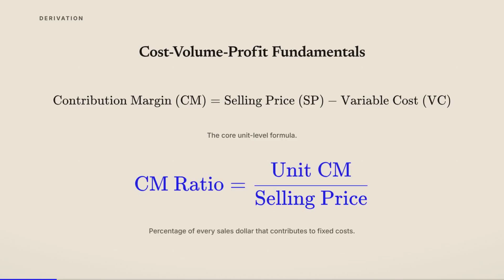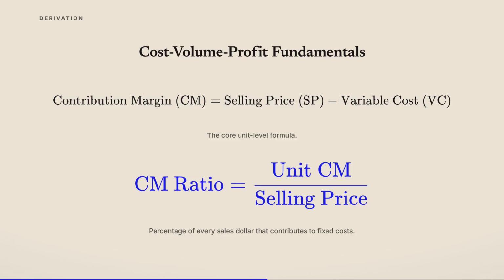It relies on understanding the contribution margin. This is the amount left over from sales after all variable costs are paid. As the name suggests, this margin contributes to covering the company's fixed costs. Once those are covered, every additional dollar of contribution margin becomes profit. We calculate this by taking the selling price and subtracting the variable cost per unit.